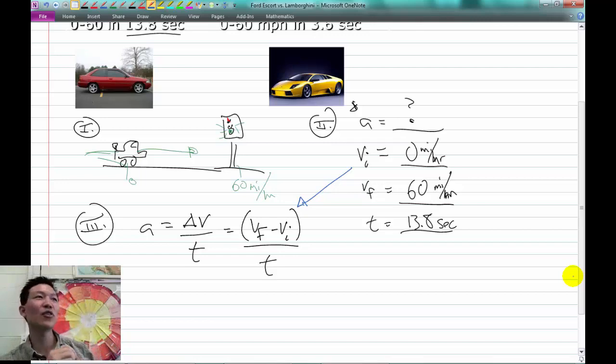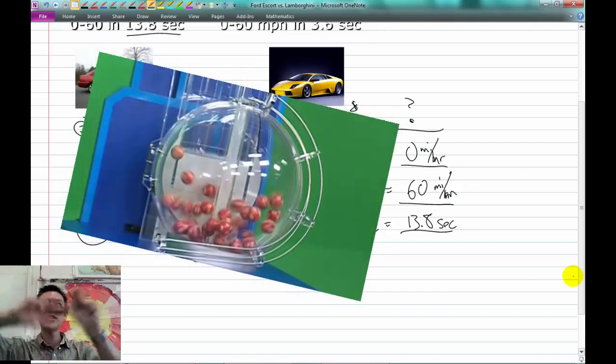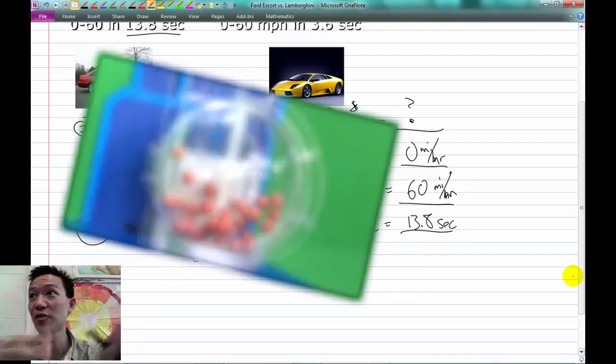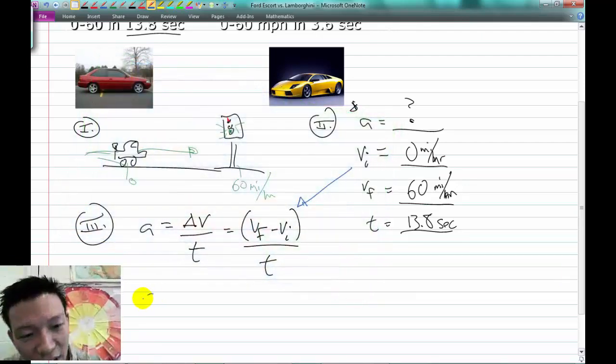Got it? We don't want to do what I call little lotto physics. You guys ever seen the lottery where these ping pong ball machines spit out numbers? Sometimes students come in and they do little lotto physics. There's numbers all over the place. It's all random. So now let's plug and chug.